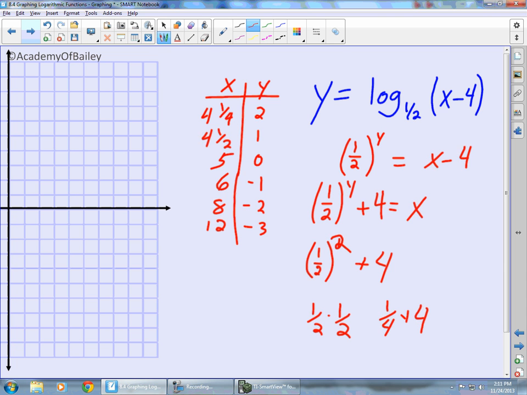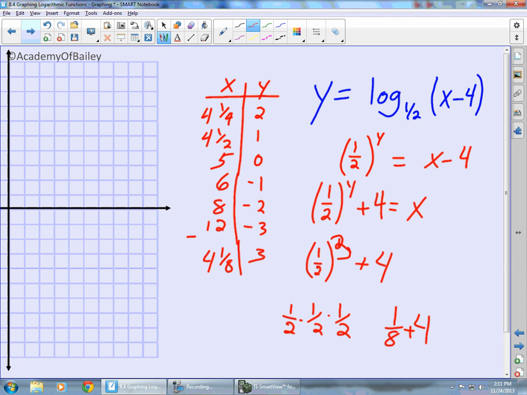I mean, we could go to the third power. And this now is 1/8 plus 4, which then is 4 and 1/8. And it's just getting closer and closer to 4, which kind of makes sense since our vertical asymptote is x equals 4.